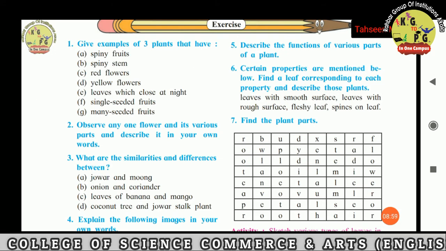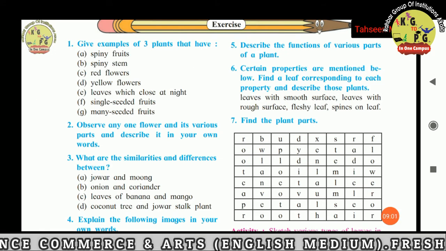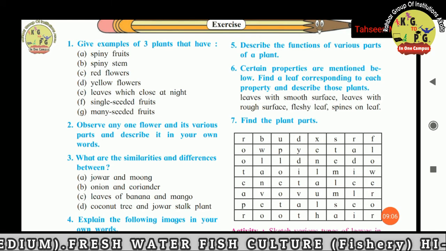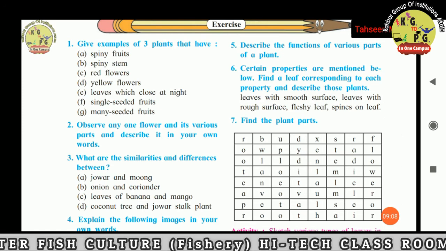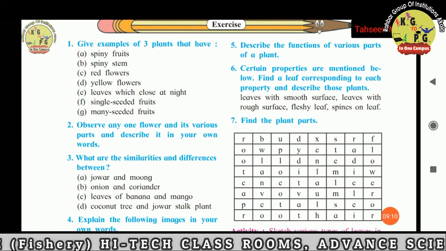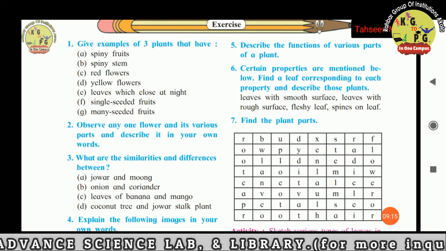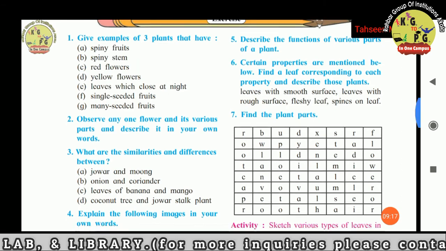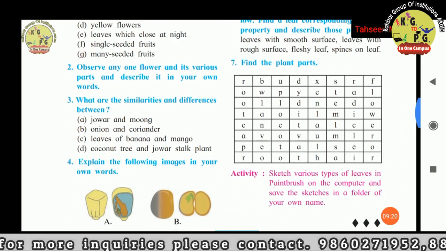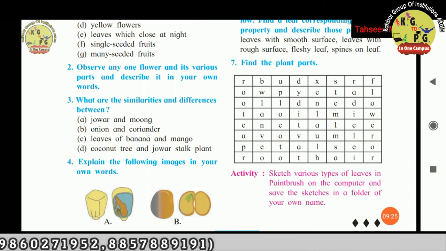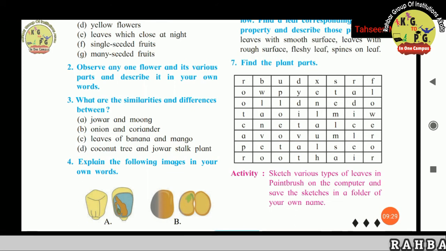Six, certain properties are mentioned below. Find a plant corresponding to each property and describe those plants: leaves with smooth surface, leaves with rough surface, fleshy leaf, spines on leaf. Question number 7, find the plant parts. And an activity for you: sketch various types of leaves in Paintbrush on the computer and save the sketches in a folder of your own name.